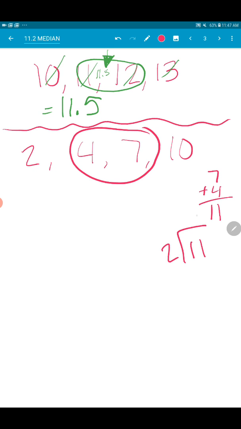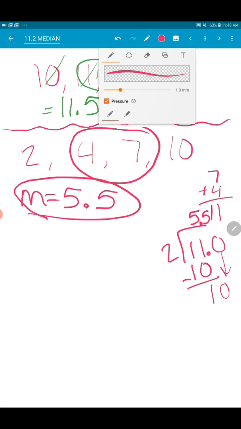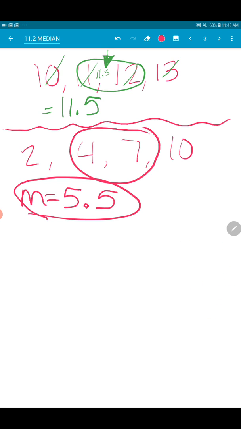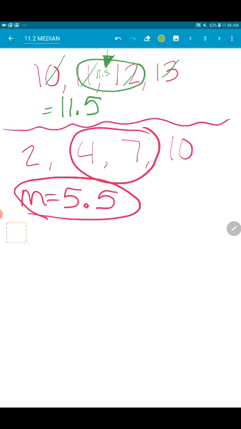2 goes into 11 5 times, which is 10. Subtract, I get 1, add my decimal and 0. And the median is actually 5.5. So that's my median. Okay, I'm going to erase my work again. This is just a little more tricky, one extra step, but I know you can do it because you just did it the other day with mean.